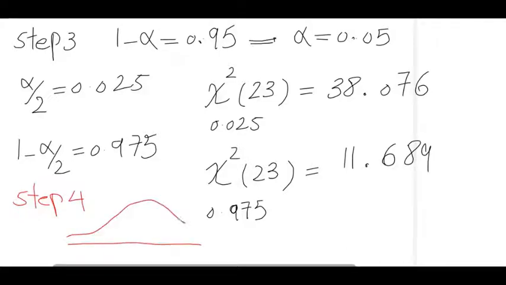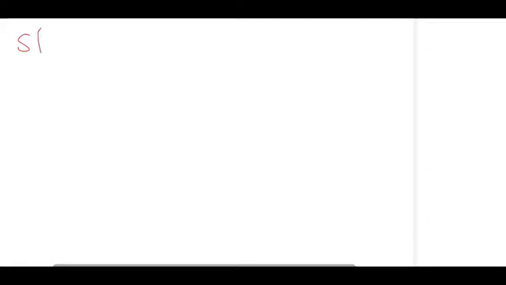So in step 4, the chi-square is the positive distribution, so it's better to use step 4.